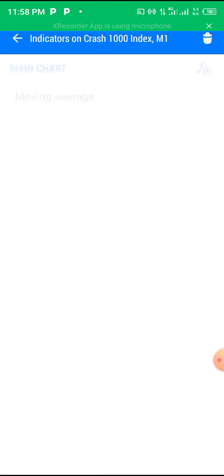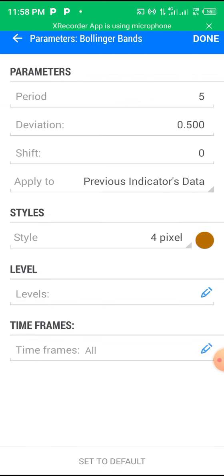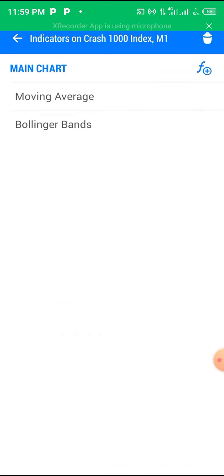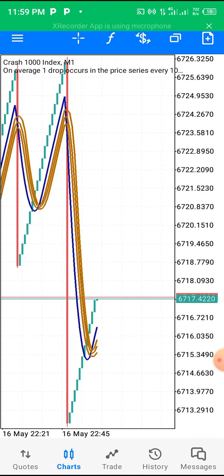Okay, after that you click on done, and the second indicator we'll be adding here will be the Bollinger Bands. On the Bollinger Bands, the period is 5, deviation is 0.500, shift is 0, applied to previous indicator's data. Style is 4 pixels, and I'm using gold color. You can use any color of your choice, like I said, but make sure it's visible for you to see on your chart. After that, you click on done. And when all this is done, you go back to your chart, and this is how your chart will look. Okay, we can see our conditions are in place, so we can place our trade.